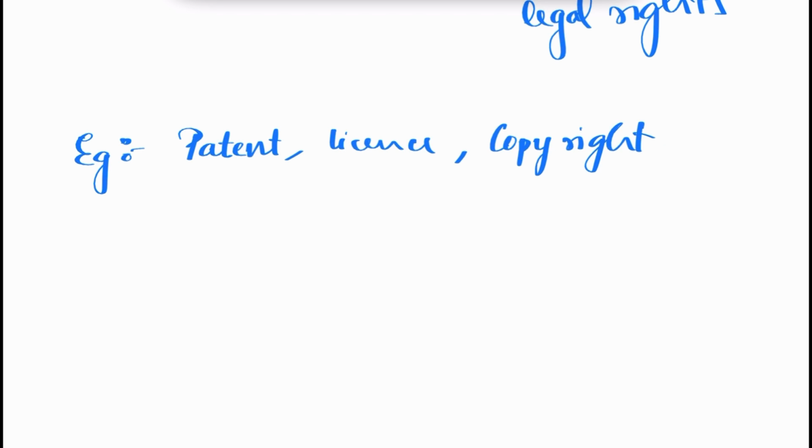Okay, examples of intangible asset. What all things will be there? Patent, then license, then what all things are there? Copyright, then franchises. So these all things will be included under intangible asset.